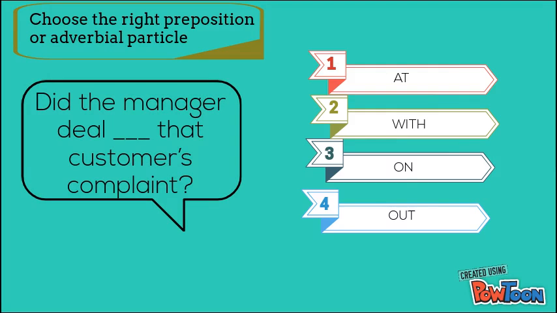Did the manager deal that customers complained? And the options are 1 at, 2 with, 3 on, 4 out. Think about the answer. And the correct one is 2 with.